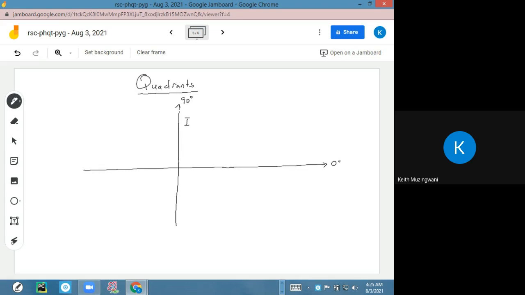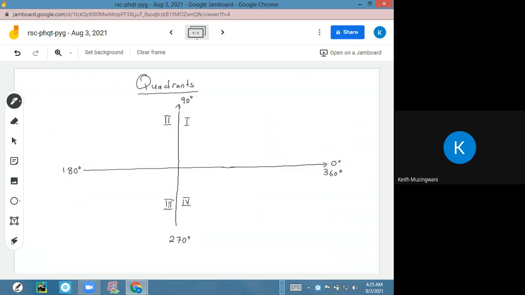Pick it up from 90, you reach 180, you breathe, and this whole space is called the second quadrant. You move from 180 to 270 and call the whole space the third quadrant. And from 270 to 360, call this space the fourth quadrant.